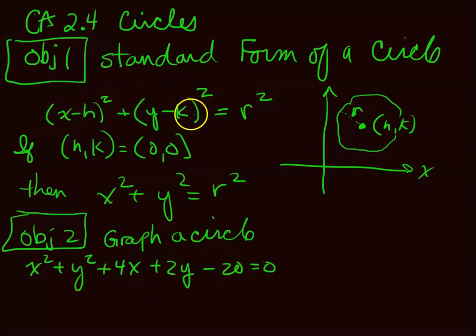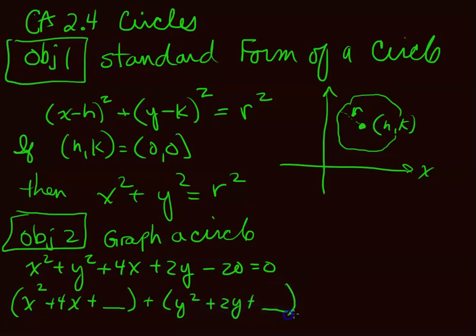These are binomial squares, so we're going to use that completing the square process. We're going to take the x squared and the 4x, and we're going to add some to that. We're going to take the y squared and the 2y and add something to that so we can complete those squares. We're going to add 20 to both sides, so put this on the other side. And of course, we're going to need to add those two things to the right that we added to the left.